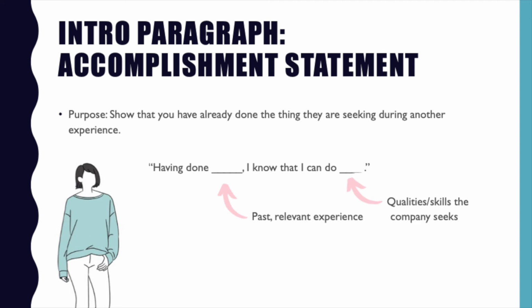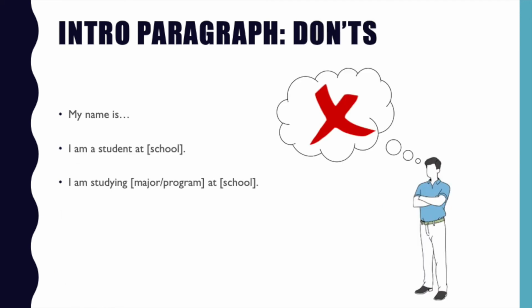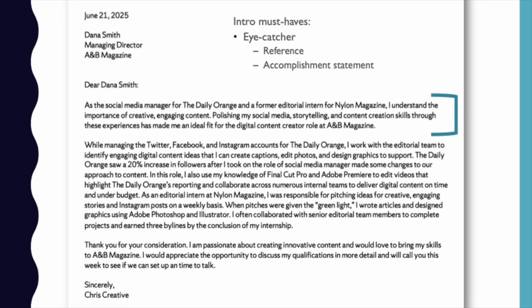In terms of things that are not eye catchers, starting your letter with something like, my name is, I'm a student at, or I'm currently studying this major or this program. Those things aren't very exciting. They're not the most interesting thing about you, and most people will start their letters that way. Just so you know, you never need to write my name is in any email or letter that you write because your name's all over the place. So we want to make sure that we're starting with a reference statement or an accomplishment. The second thing you need to accomplish is noting the specific position that you're applying for.